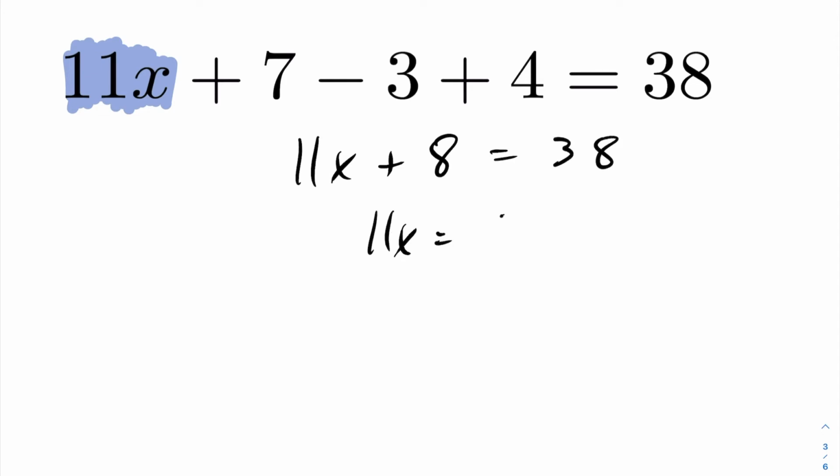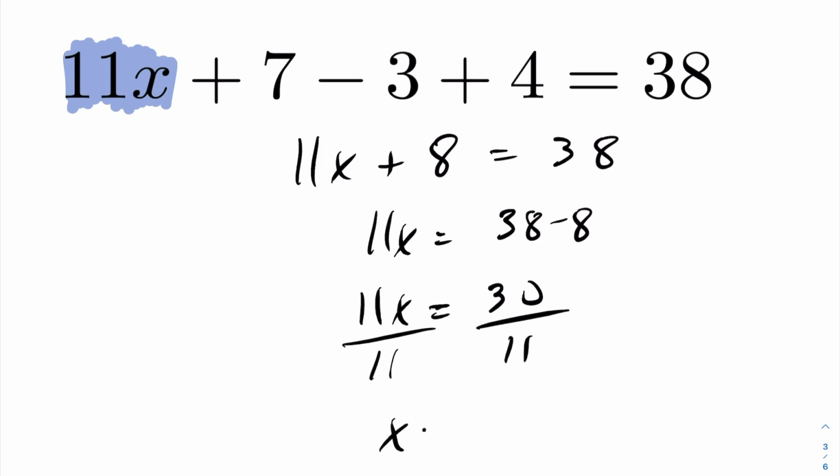Subtracting 8 on both sides, we get 38 minus 8, and 11x equals 30. Divide across by 11 here, we end up getting x is 30 over 11. When you get an answer here, you want to make sure that you can express it in lowest terms. Your 11 is a prime number, and 30 does not have a factor of 11 in it, so this is actually in lowest terms. So our answer here is going to be x equals 30 over 11.